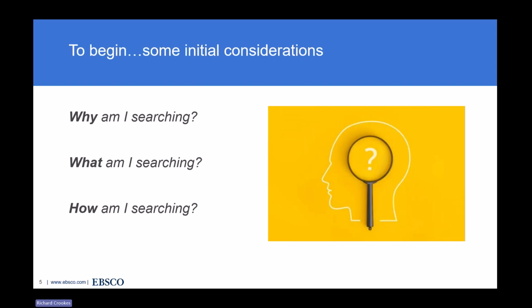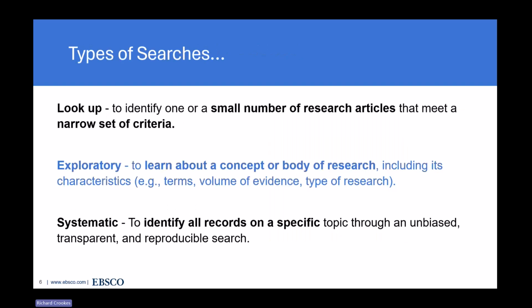What am I searching? What are you looking for? What kind of content? Coverage? Is it local? Is it UK specific, for example? And also how are we searching? Which resources? What limitations? What criteria do we need to factor into our search as well? So with these in view, we have to consider the types of searches that we are going to conduct on MEDLINE in this particular instance.